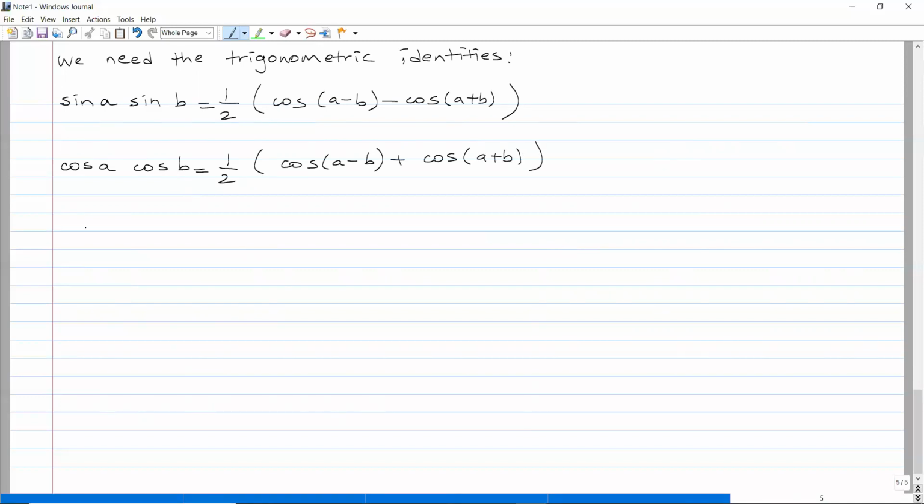And if you have sine A cosine B, then you use the addition formula for sine. Sine of A plus B plus sine of A minus B. You can check that these identities are true. Okay.